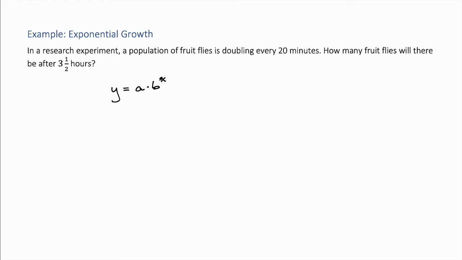So what we do know is we're doubling every 20 minutes. That means if I plug in 20 minutes for x, I should end up with double of a. In other words, I should end up with 2a, since a is the initial amount, when I plug in 20 minutes. Now I need to remember that I am using minutes for x. So x is measured in minutes. I'm just going to make a note of that so I remember.